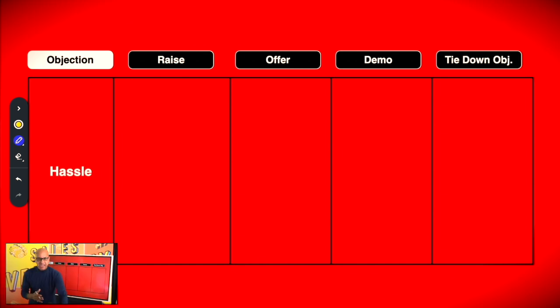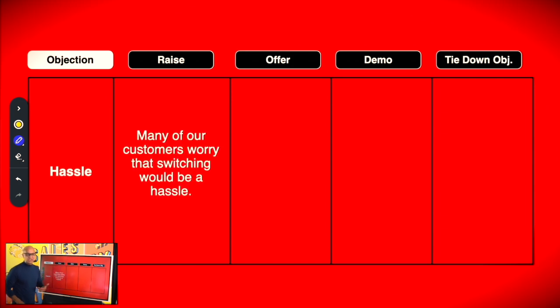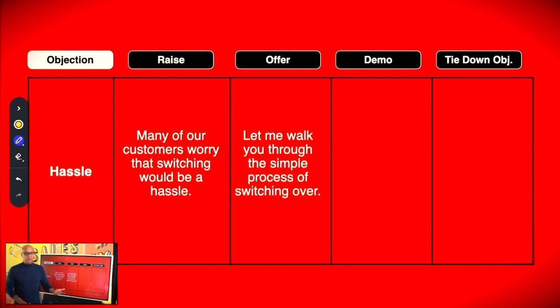So in this case, I know that it's there. They're thinking it's a hassle. So here's how you block an objection. First of all, you raise the objection. You say something like this: Look, many of our customers worry that switching over would be a hassle. And then you offer to resolve it: Let me walk you through the simple process of switching over and how we do it.